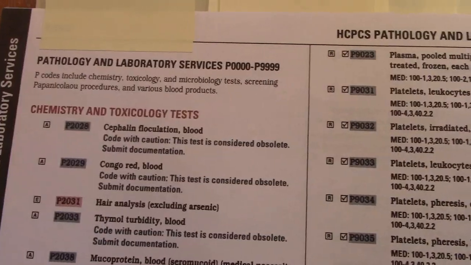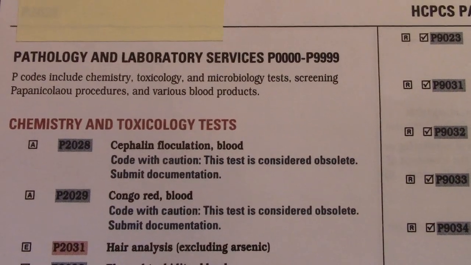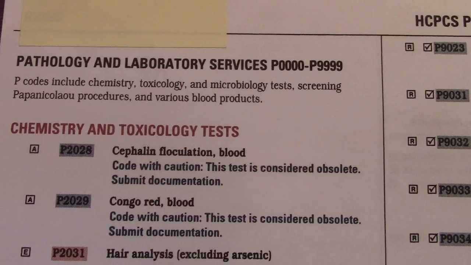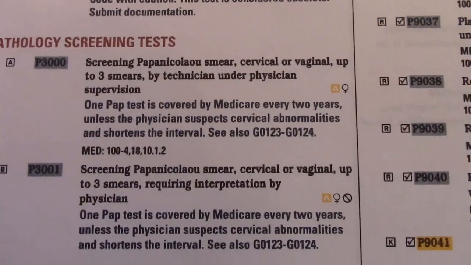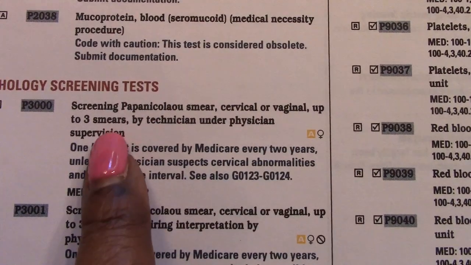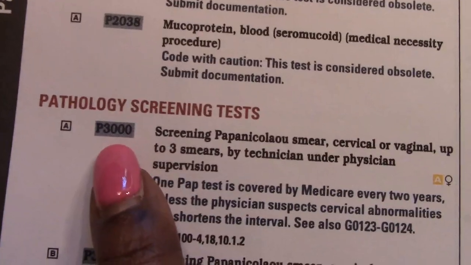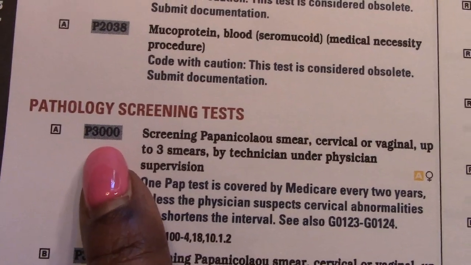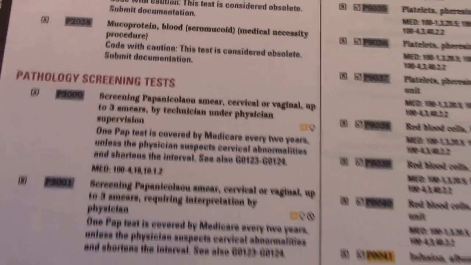Path and lab. P codes include chemistry, toxicology, microbiology tests, screenings, pap smears, and various blood products. So again, when you see a pap screen done, cervical or vaginal, up to 3 smears by a technician under the physician's supervision, that's the P code that's used for the actual pap smear that's done. Okay?